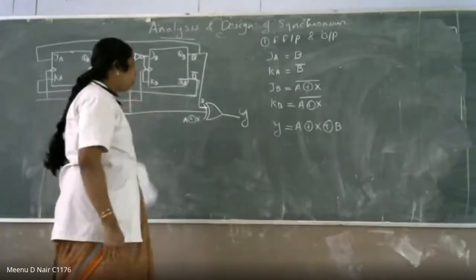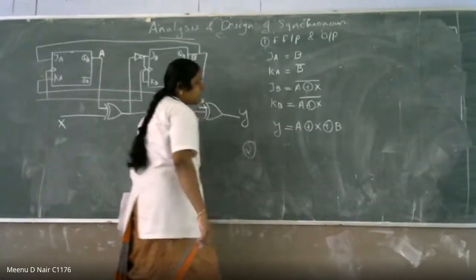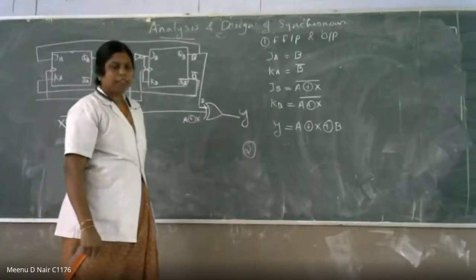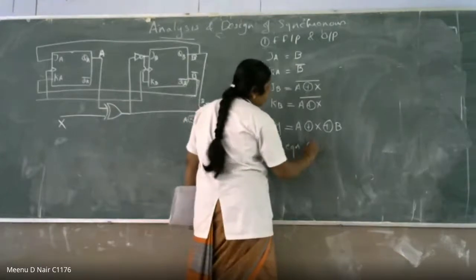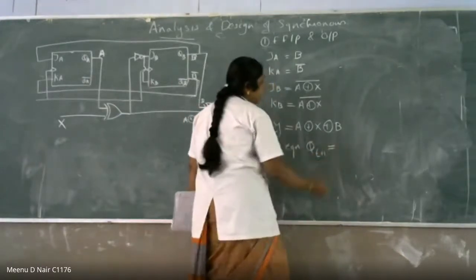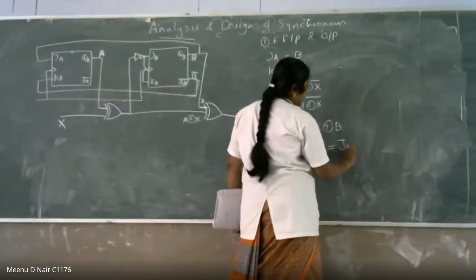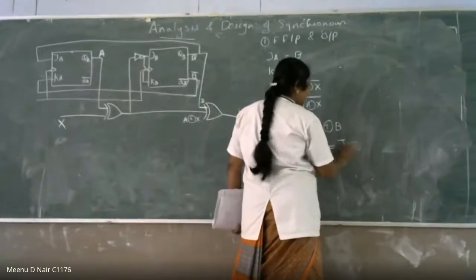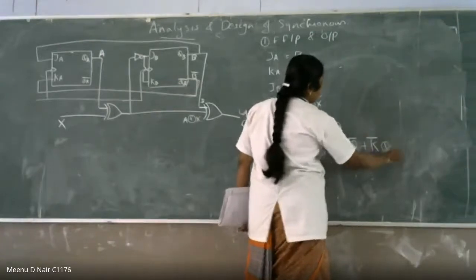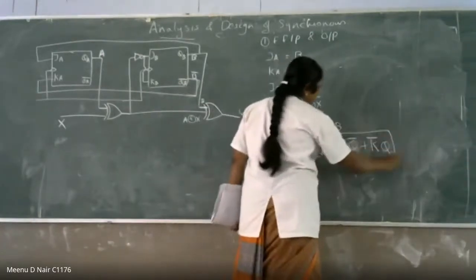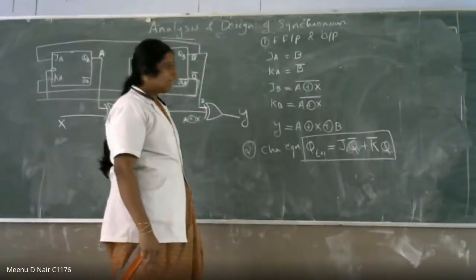Now the second step is you have to find out the characteristic equation, the next state equation of the JK flip-flop. The characteristic equation is Q of T plus 1, which is equal to J Q bar plus K bar Q. This is the characteristic equation of the JK flip-flop. J Q bar plus K bar Q.